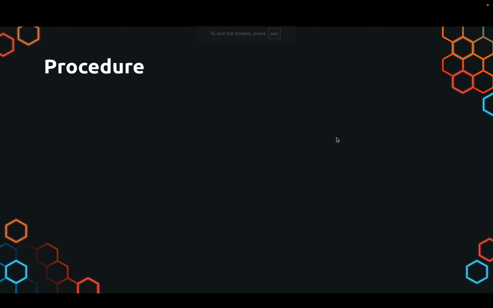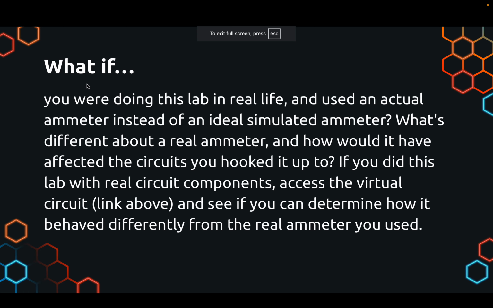Going back to the slideshow, what if we were doing this lab in real life? Well, we did, and used an actual ammeter instead of an ideal simulated ammeter. What's different about a real ammeter, and how would it have affected the circuits you hooked it up to? But basically, see if you can determine how it behaved differently from the real ammeter that we used.